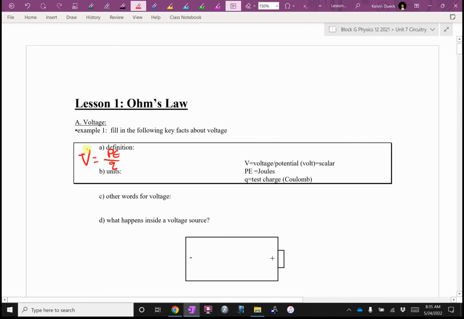Oh, and I usually put the wings on the capital V so that you could tell it was an uppercase V and not velocity. Well, if voltage is how much energy each charge has, energy per charge, what would its units be? Well, volts is joules per coulomb.